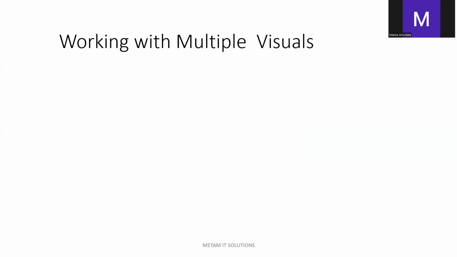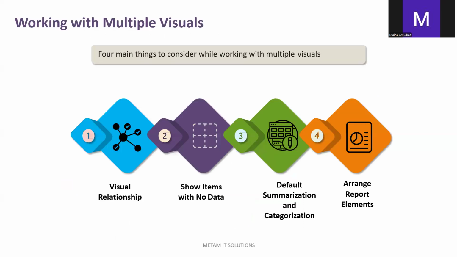Next, working with multiple visuals. When you are working with more than one visual at a time, the four main things to consider are visual relationship, show items with no data, default summarization and categorization, and arranging report elements.